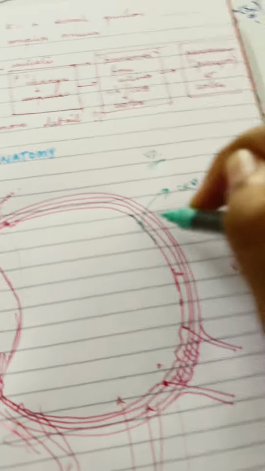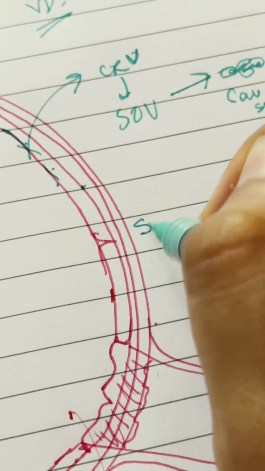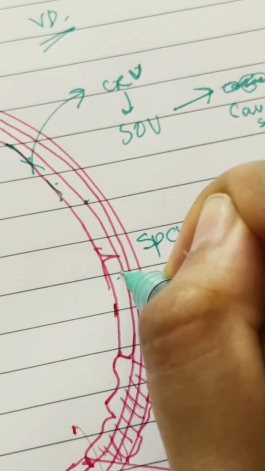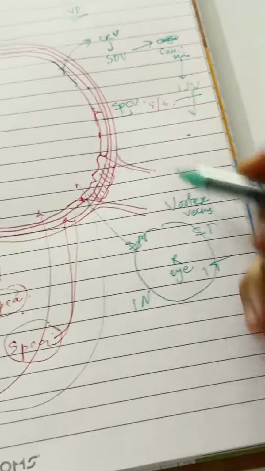Now, venous drainage. Inner retina drains into the central retinal vein. Then you have the short posterior ciliary veins, which receive blood from the sclera. Then we have 4 vortex veins around the eye. So we have the superior nasal, the inferior nasal, the superior temporal, and the inferior temporal. They receive blood from the uvea.